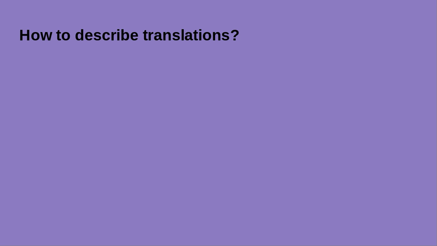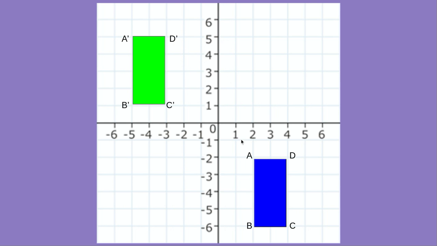So how to describe translations. Now we're going to look at how we can describe them. If we have a figure and another figure, and we have to say how it's been translated, now we're going to look at that. Over here we have rectangle A, B, C, and D. This rectangle has been translated over here to rectangle A prime, B prime, C prime, and D prime. Now we have to figure out how it happened. Just like in our previous example, we do it vertice by vertice.